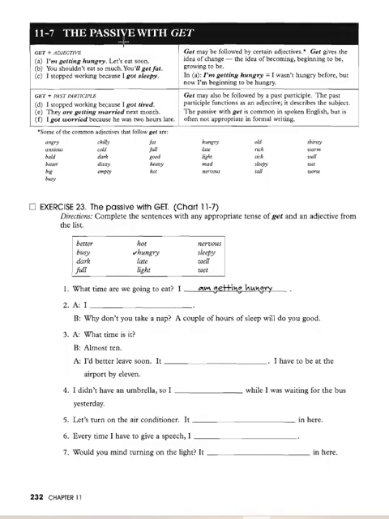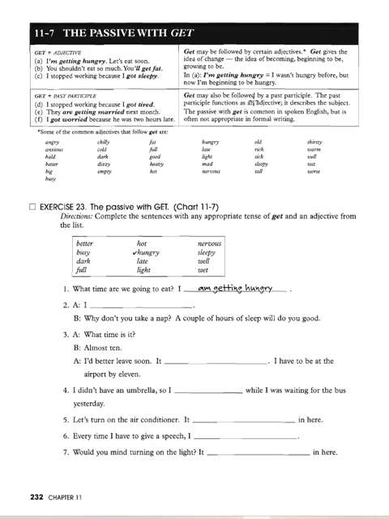The passive with get plus an adjective. I'm getting hungry. You shouldn't eat so much, you'll get fat. I stopped working because I get sleepy. I stopped working because I get tired. They are getting married next month. I got worried because he was 2 hours late. Get may be followed by certain adjectives. Get gives the idea of change, the idea of becoming, beginning to be, or growing to be. I'm getting hungry. I wasn't hungry before, but now I'm beginning to be hungry.